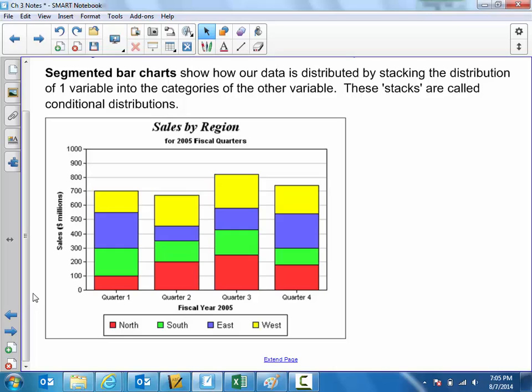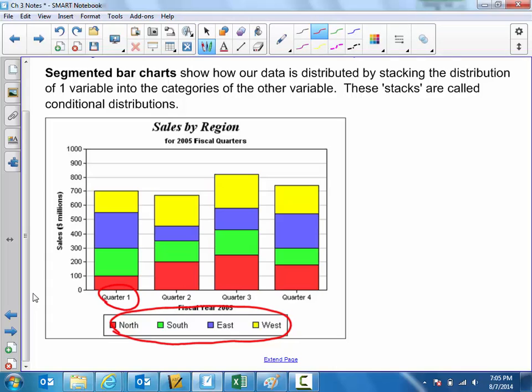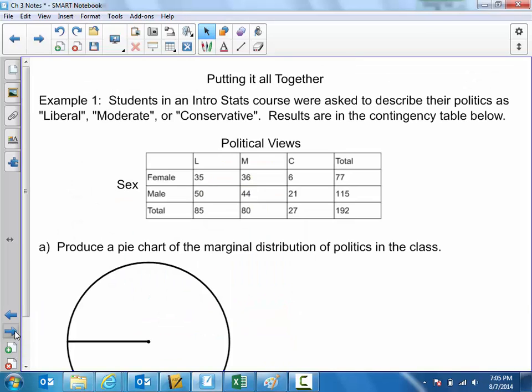but also within those bars it breaks it up according to, what did I say sales was, the other variable? The other variable here would be the region of the country where these sales are occurring. So within each bar, you know that it's the distribution of sales by region for quarter 1 versus quarter 2 versus quarter 3 versus quarter 4. Segmented bar charts don't come up a whole lot in this class, so I don't want to pay them too much attention. Let's hit the next thing here.